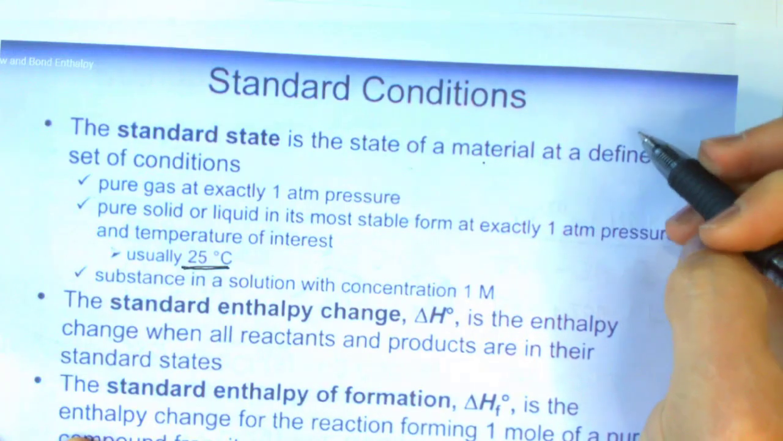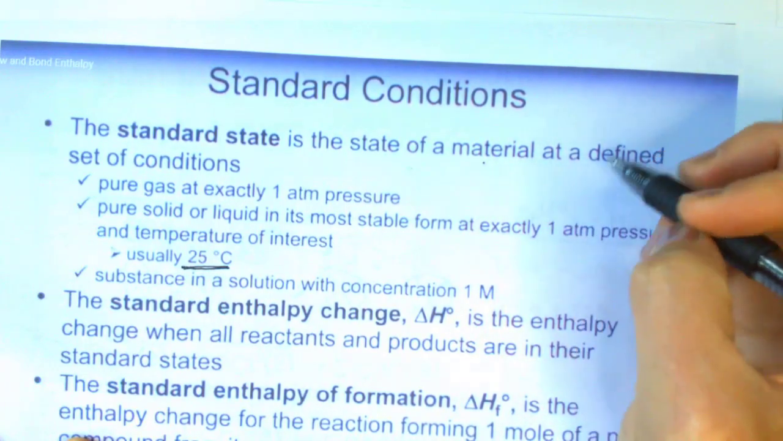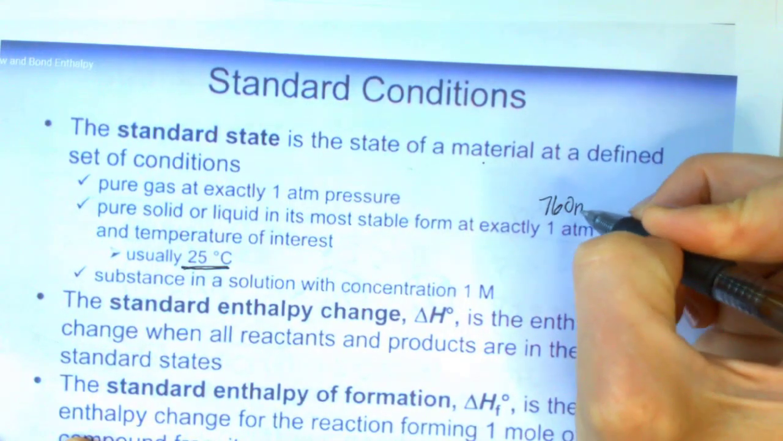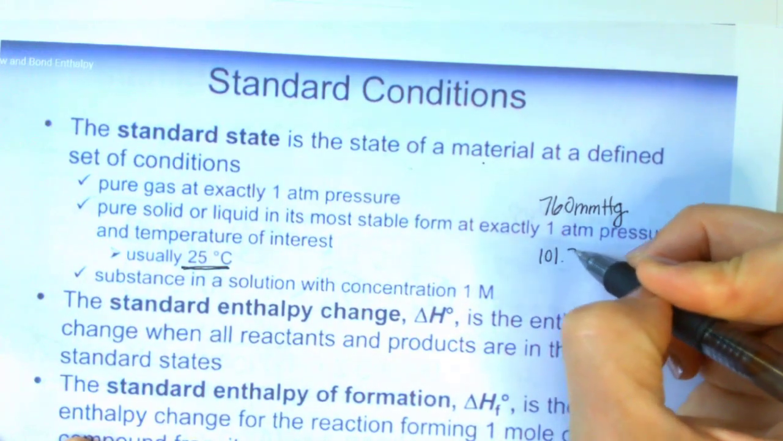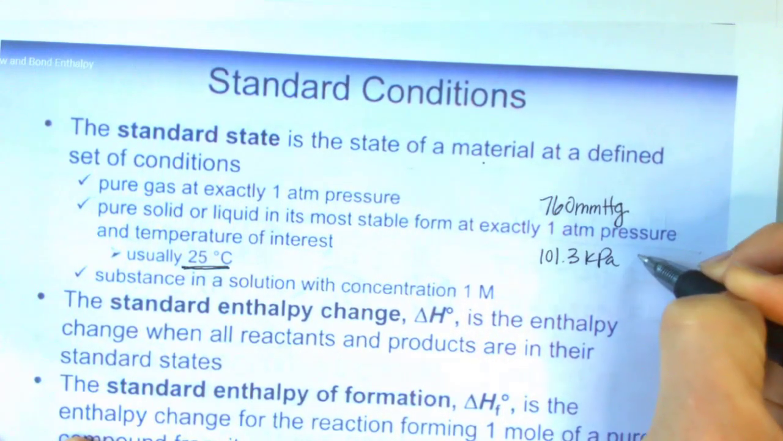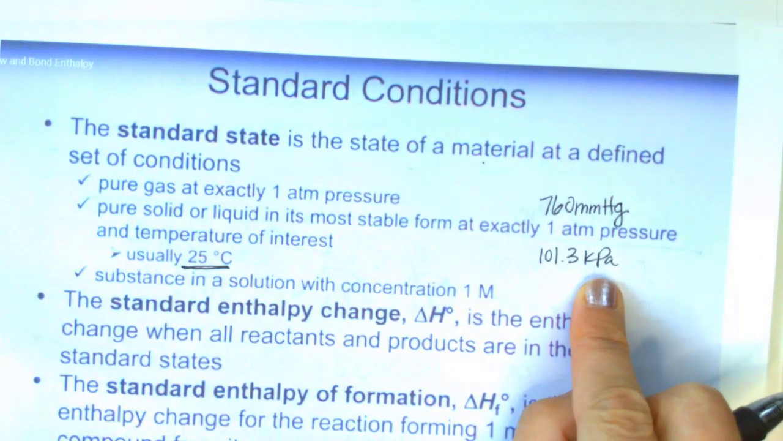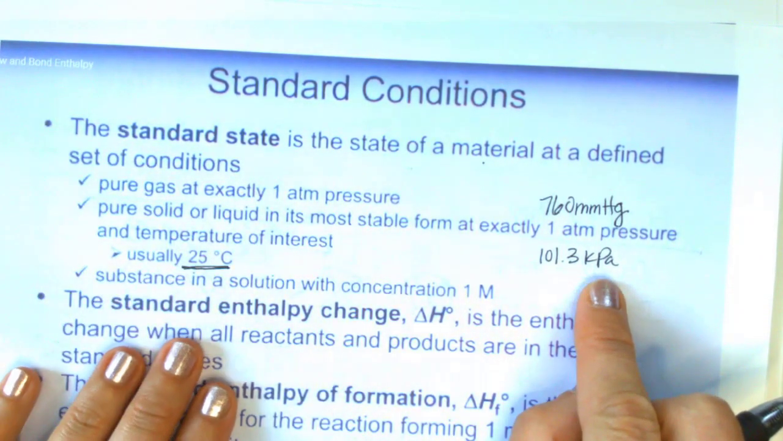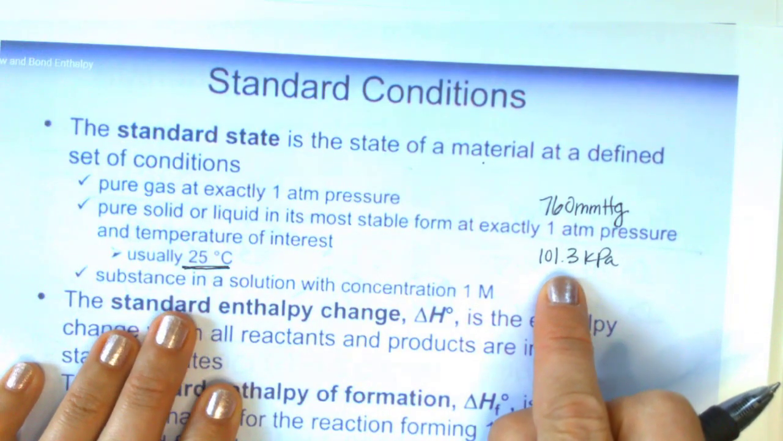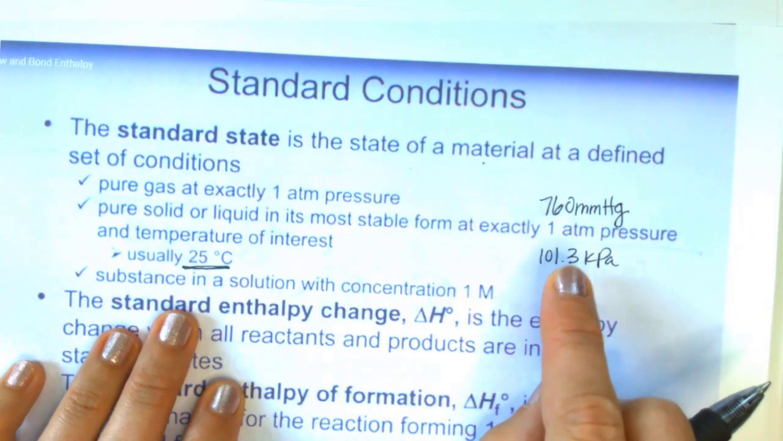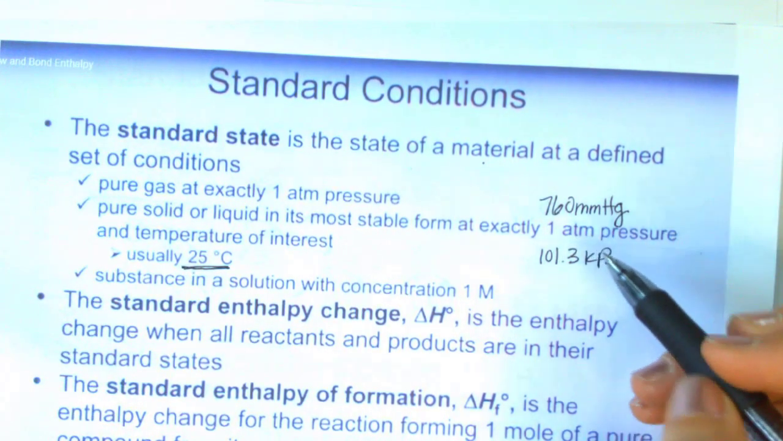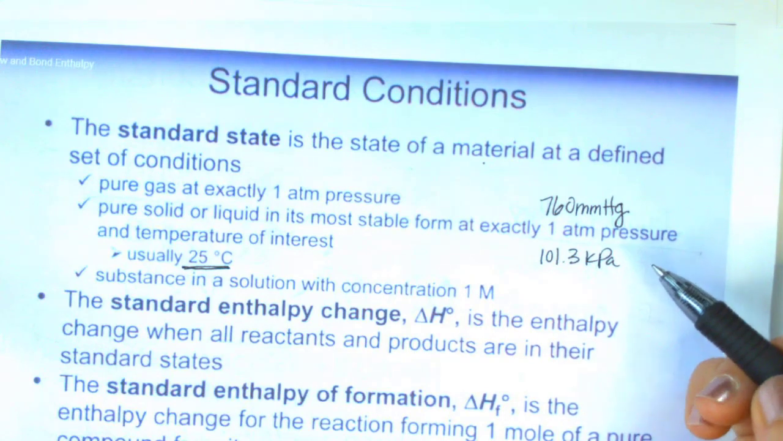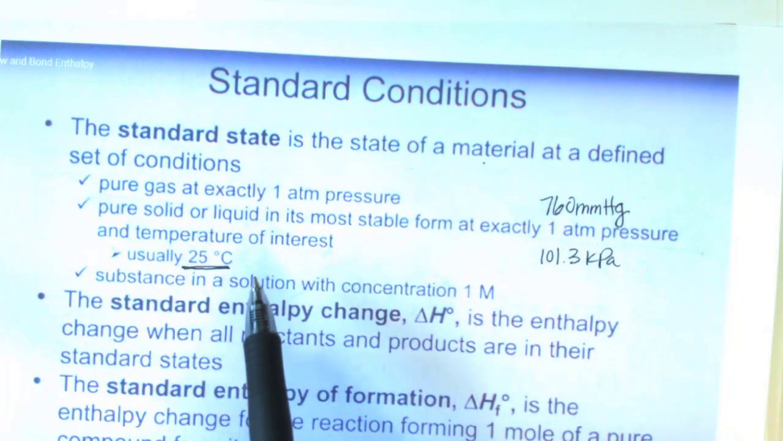1 atmosphere pressure, if you remember from the gas laws unit, is also equal to 760 millimeters of mercury. It's also equal to 101.3 kilopascals, which is the metric unit. But it's just telling us that the standard state for any of these reactions is not an extreme condition. This is being able to replicate the formation of any compound or any of these reactions at these standard conditions.